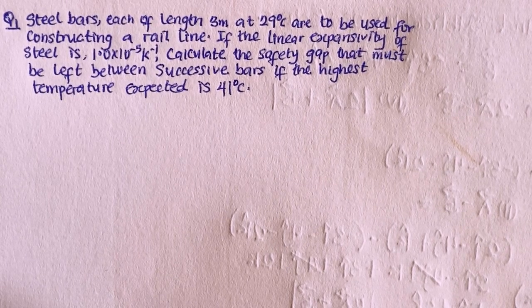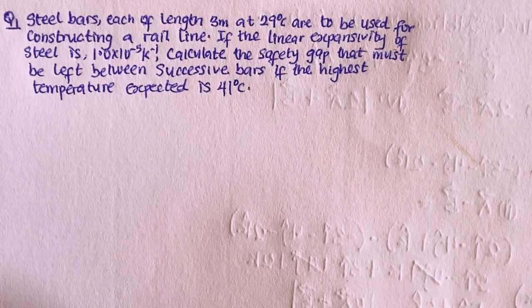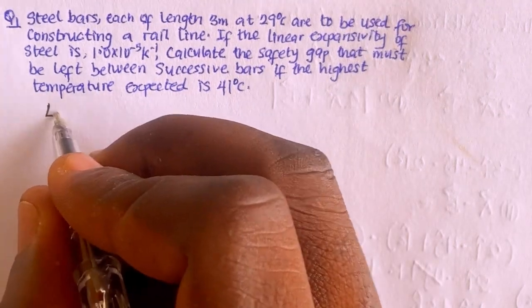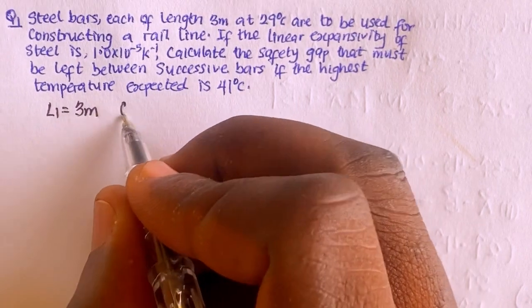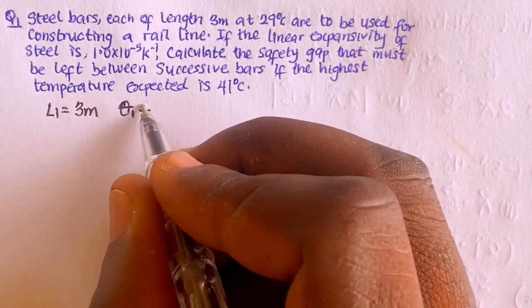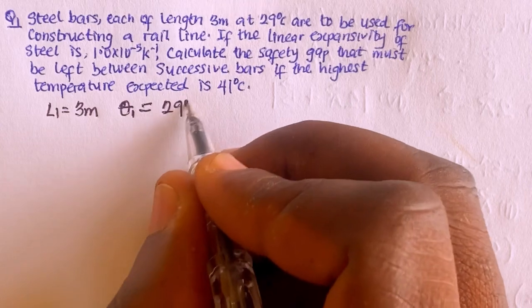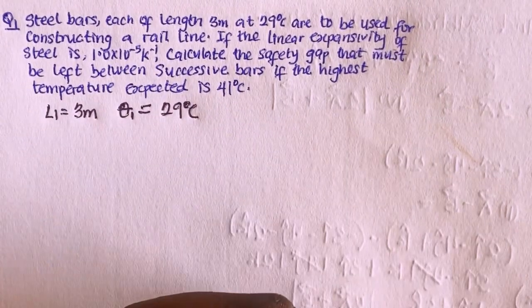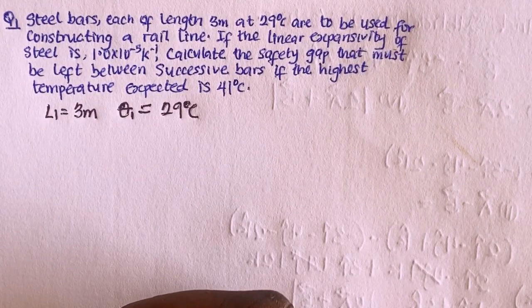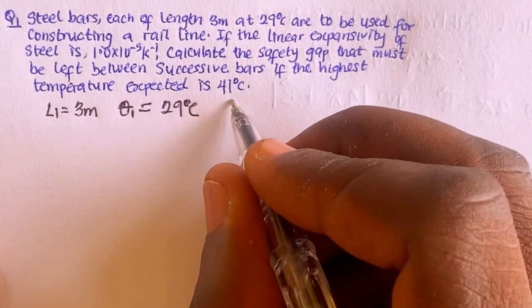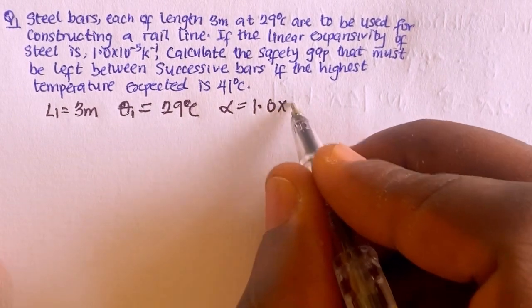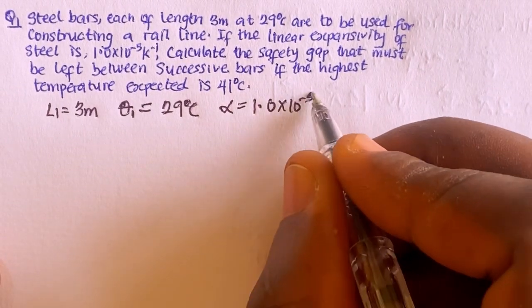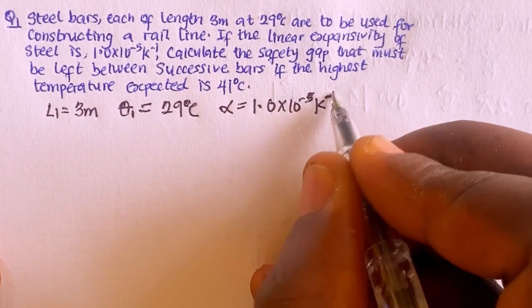So what you need to note here is that the initial length of the steel bar, L1, is taken to be 3 meters. Then our temperature, which is theta 1, the first temperature, is 29 degrees C. The bars are to be used for constructing a rail line. The linear expansivity of the steel, alpha, is taken to be 1.0 times 10 raised to power minus 5 per Kelvin.